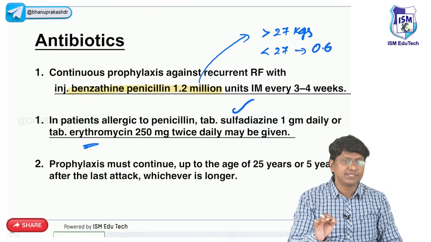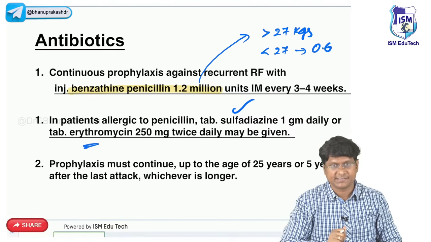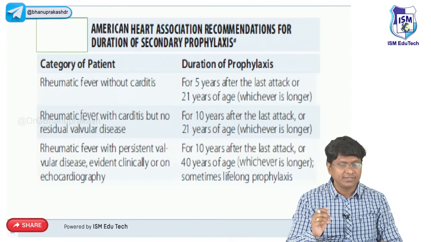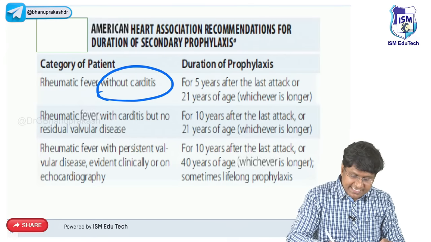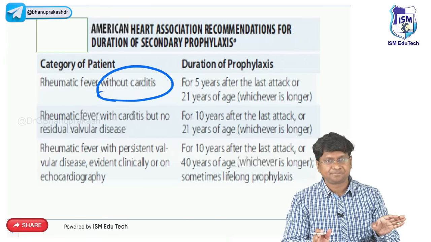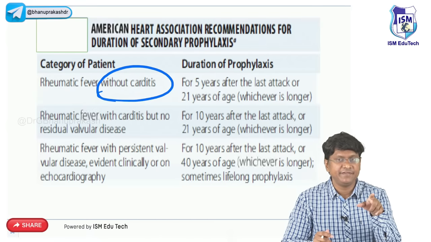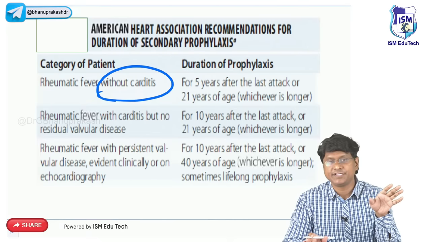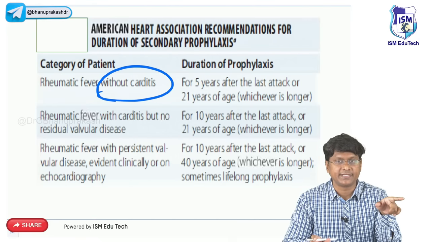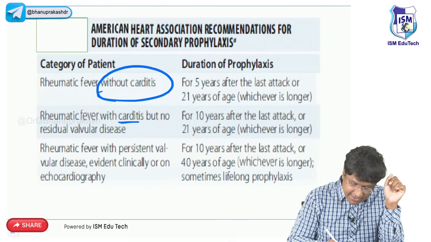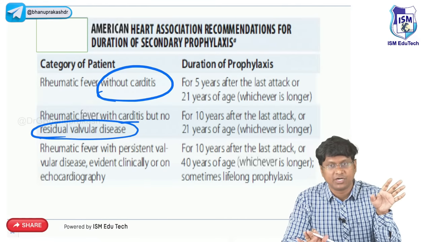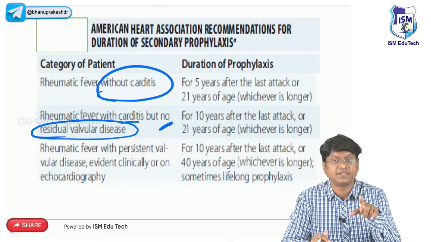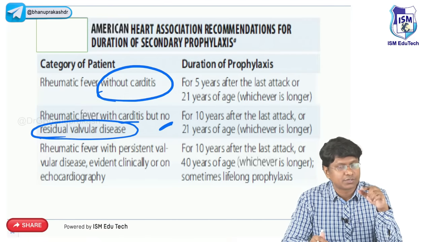And next important is for how long you need to give the prophylaxis, right? See, it all depends upon the individual manifestation. If the patient is having rheumatic fever without carditis, then you give it for 5 years after the last episode, or until 21 years of age, whichever is longer. That is rheumatic fever without carditis. But if the patient is having carditis, but residual valvular involvement is not there, then in such a case, you give it for 10 years after the last attack, or until 21 years of age, whichever is longer.